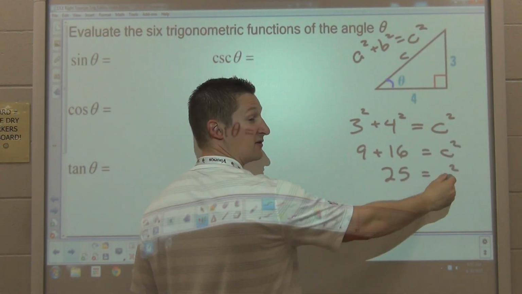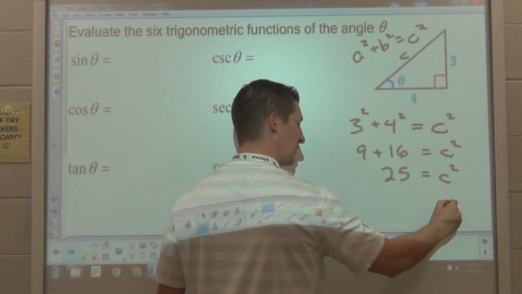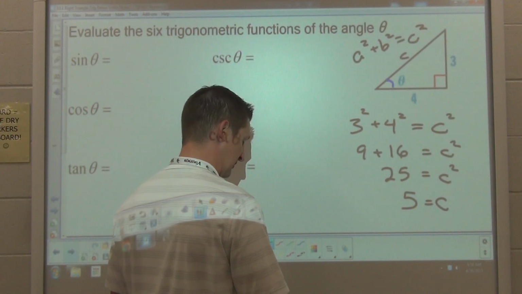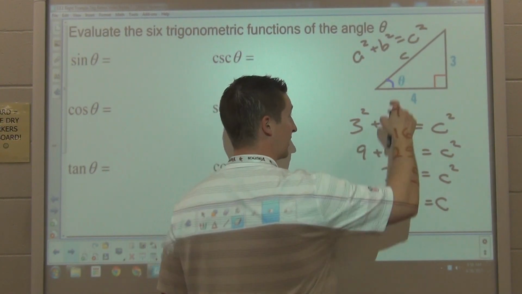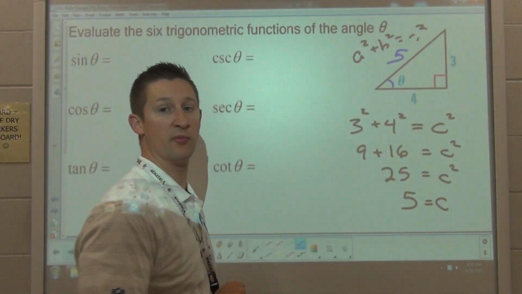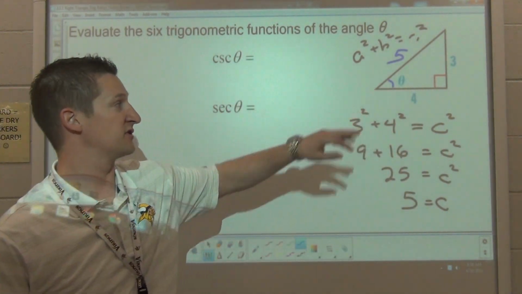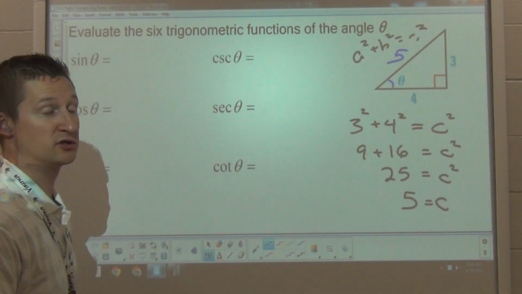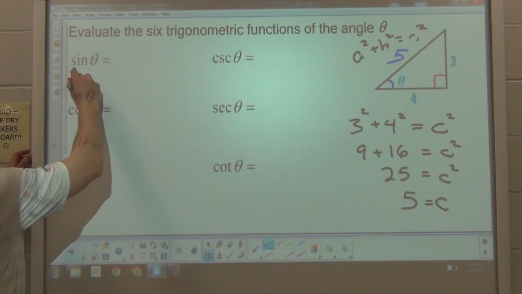Well, if 25 is what c squared is equal to, I take the square root of that and I get a side length of 5. So I'll go ahead and label my third side length as being a length of 5. And that's my hypotenuse. So, knowing all 3 sides of my right triangle, I'm going to go ahead and identify the values of each of those 6 trig functions for that angle. So, the sine of theta.